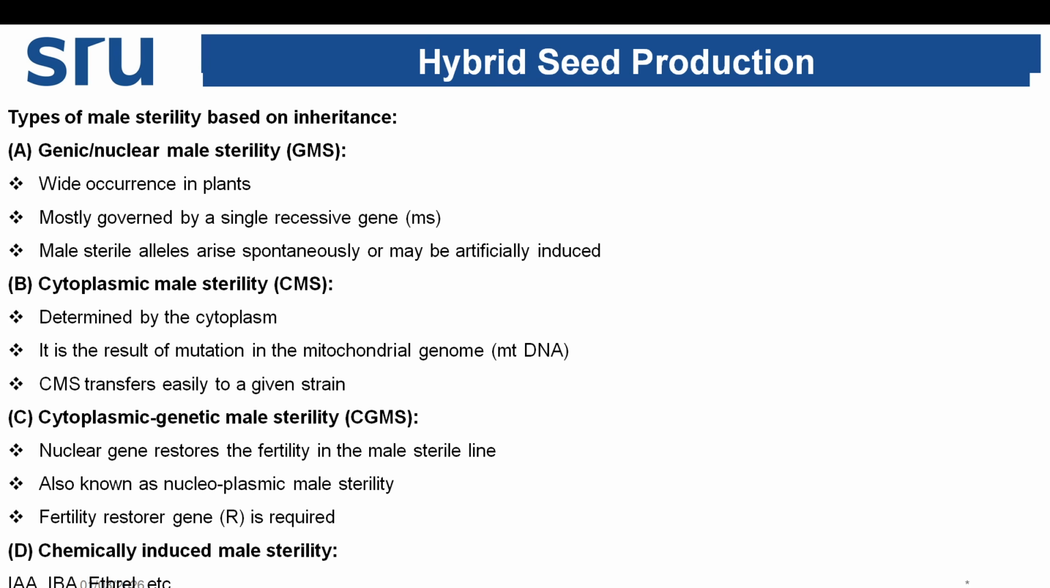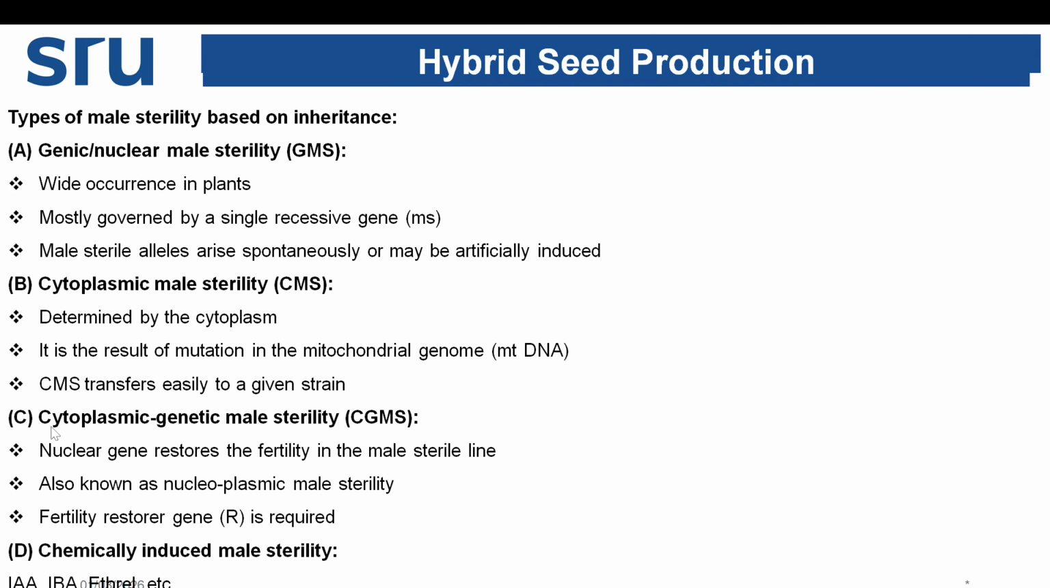GMS has wide occurrence in plants and is mostly governed by a single recessive gene. The exception is safflower, where genetic male sterility is dominant. These male sterile alleles arise spontaneously or may be artificially induced. The next type, cytoplasmic male sterility, is determined by the cytoplasm. This CMS system is the result of mutation in the mitochondrial genome.